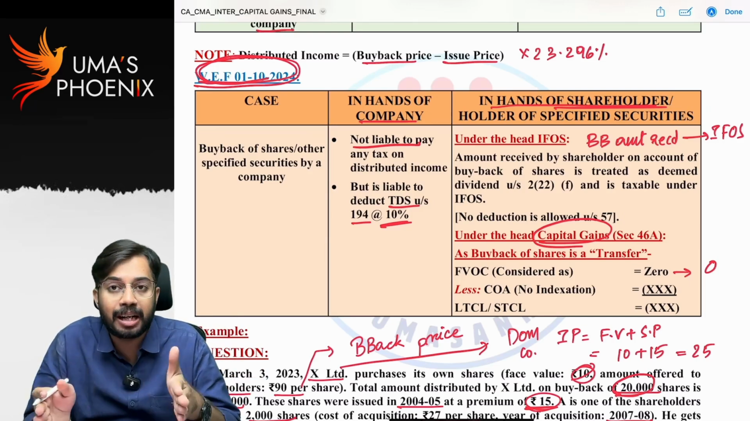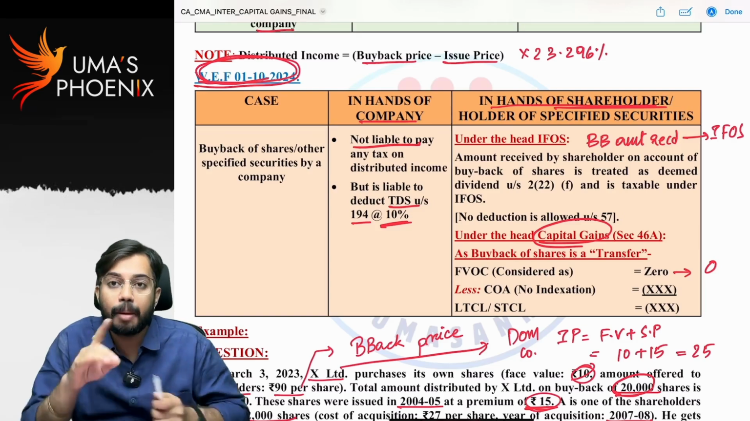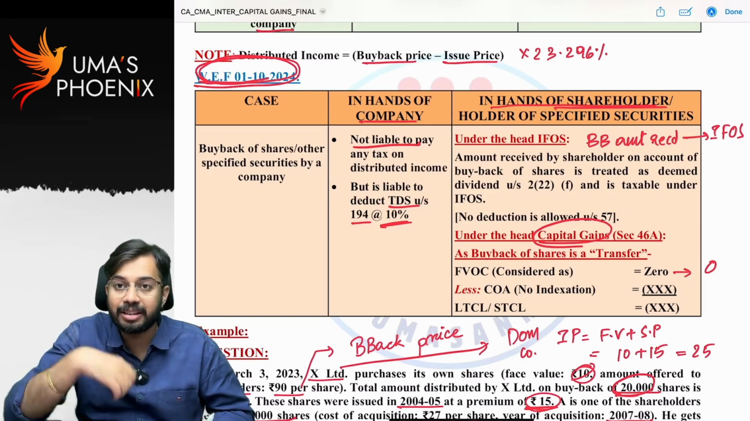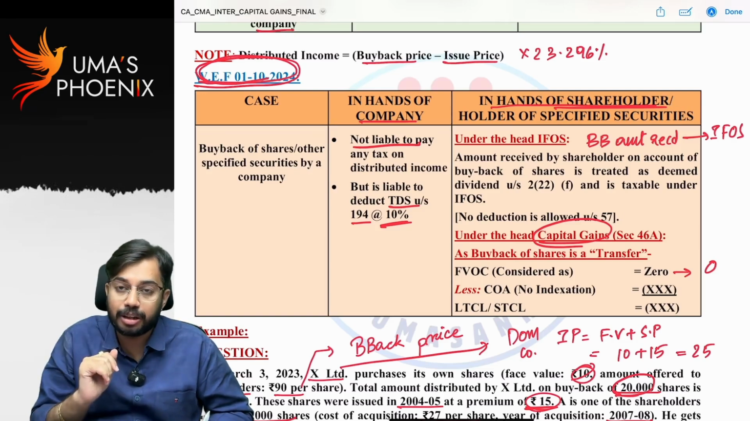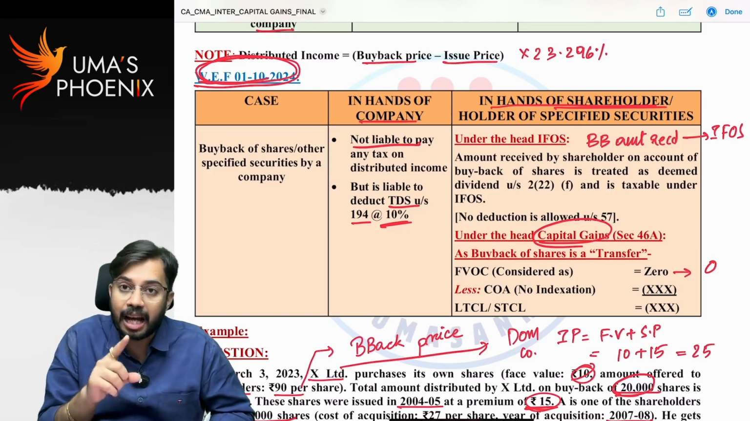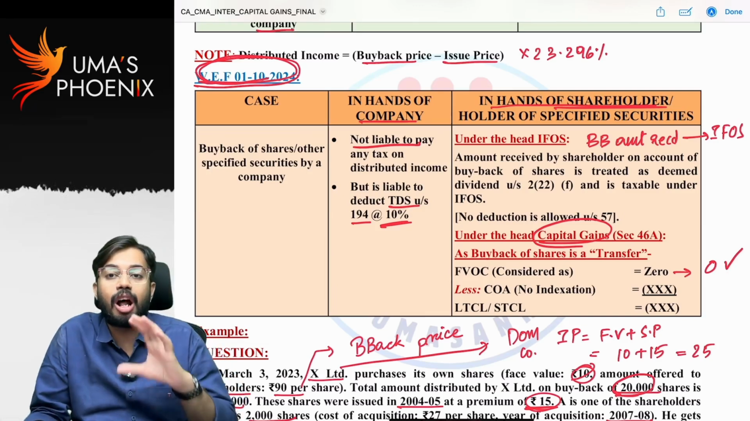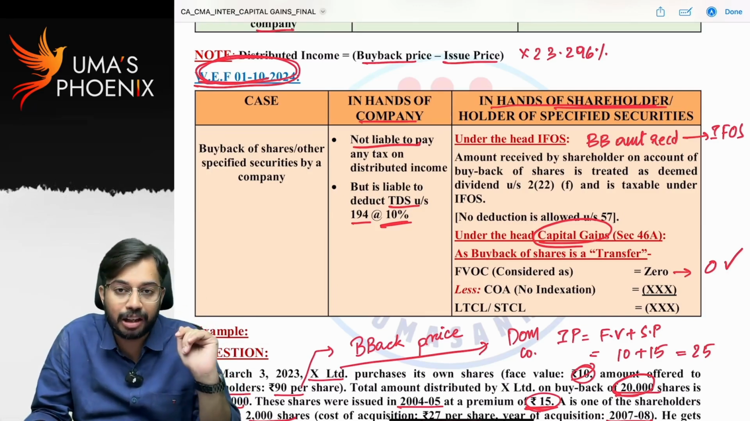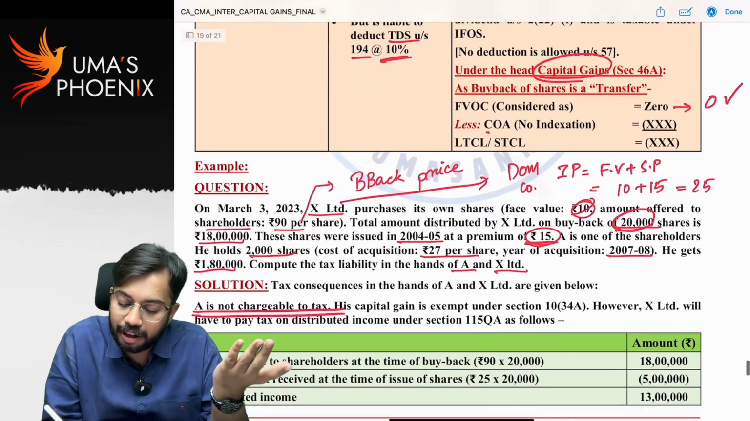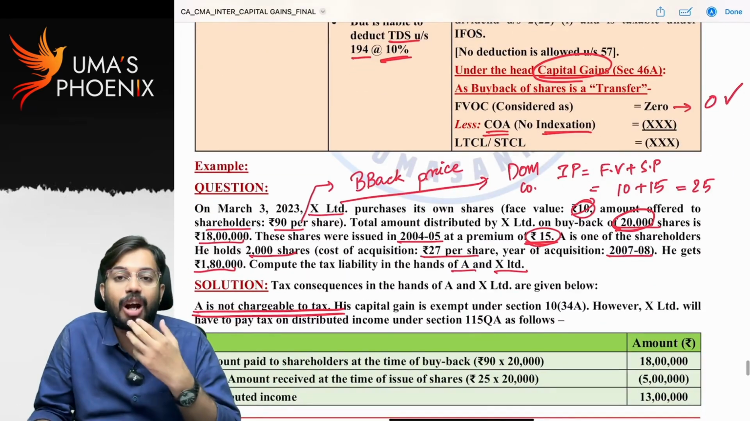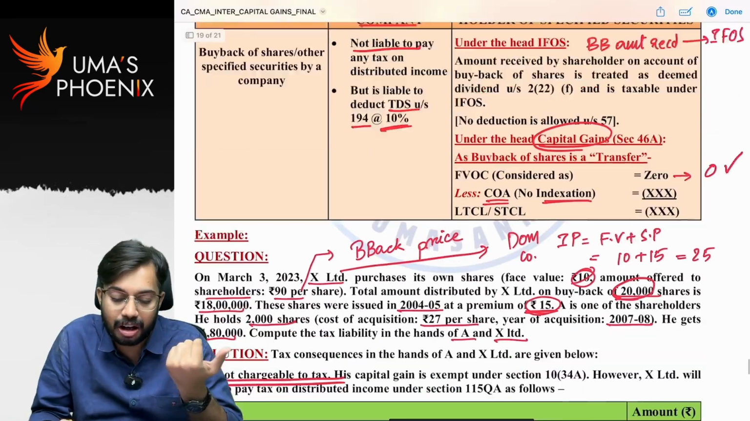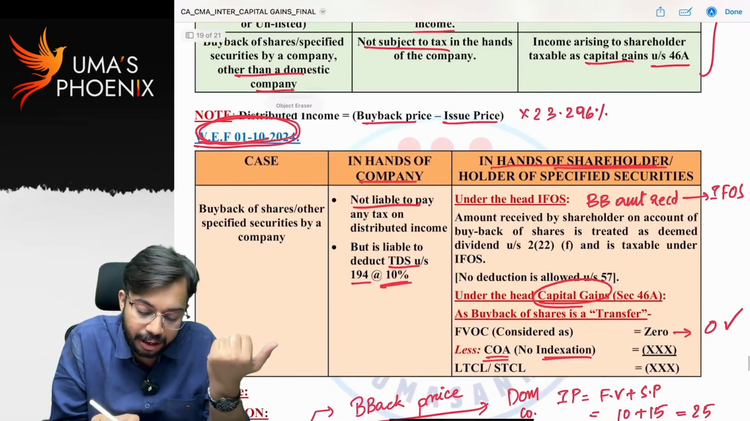So to prevent double taxation, it was said that on buyback, whatever amount is received is taxable under income from other sources. And when you are calculating capital gains, full value of consideration is to be taken as 0 because that amount already got taxed under other sources, and you will claim cost of acquisition. Indexation benefit is not available. Why is indexation benefit not available? 1st October 2024.